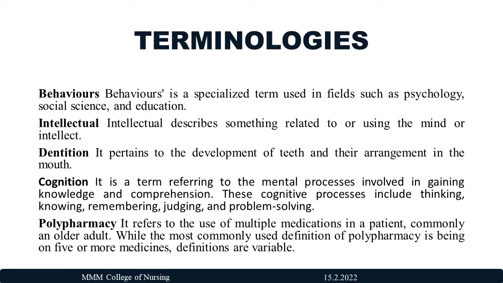What is polypharmacy? It refers to the use of multiple medications in the patient, commonly in older adults, while the most commonly used definition of polypharmacy is being on 5 or more medicines. Definitions are variable.